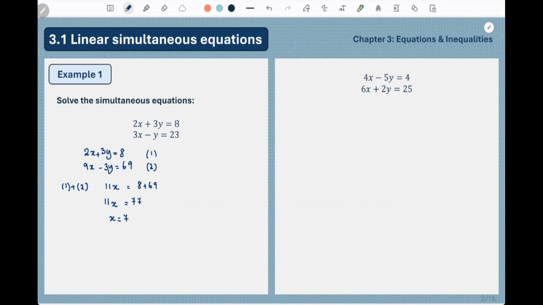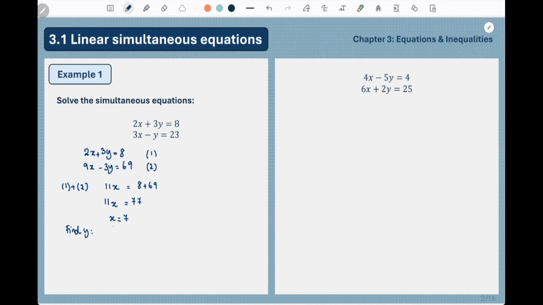You can find either y or x first, whichever is easy. Now that I found x, I can use one of the equations to find y. I'm going to substitute x into the second one, this one. So let's find y now.